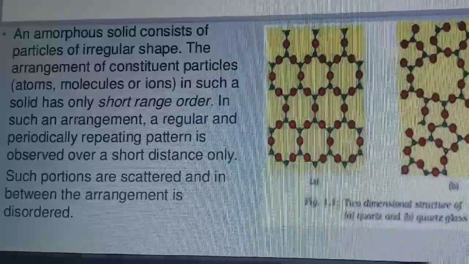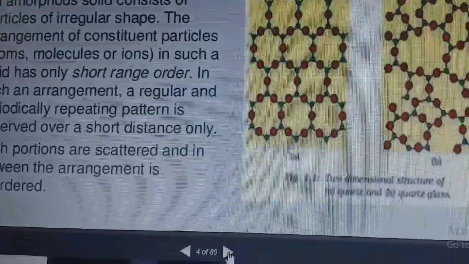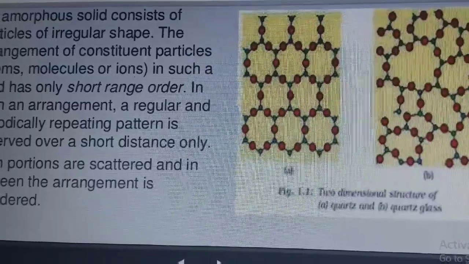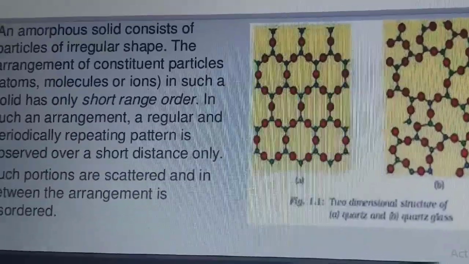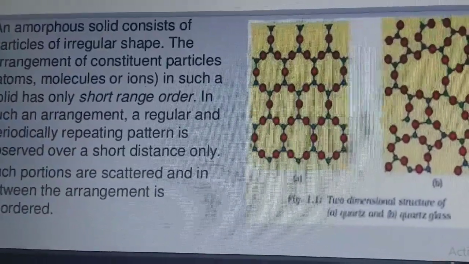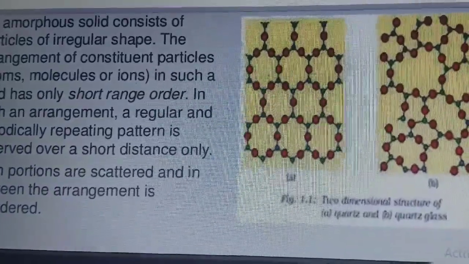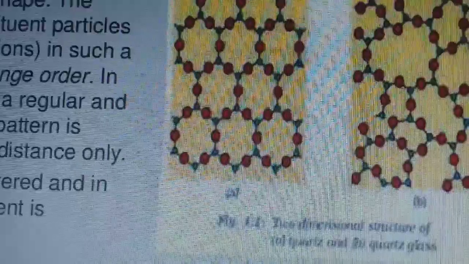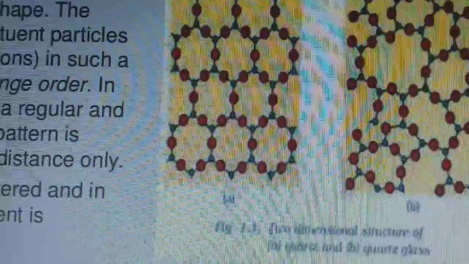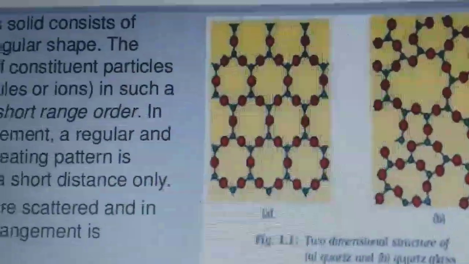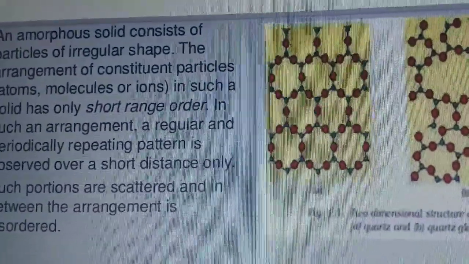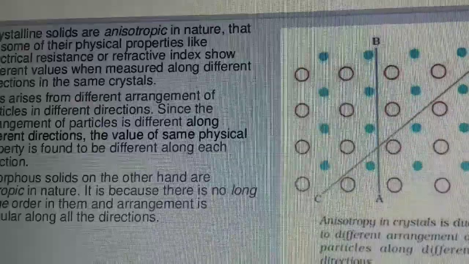The picture here clearly explains how to distinguish amorphous and crystalline solids, with the particles in red color and green color. The first one is the crystalline solid, the second one is the amorphous solid. There is no regular pattern of arrangement of particles. Such portions are scattered and in between the arrangement is disordered. So a disorderly arrangement is there. That is called an amorphous solid.